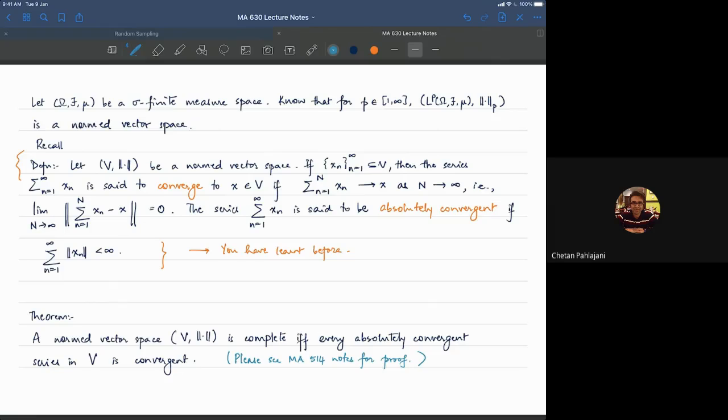However, we will use this, and we will use this to show that LP is complete. Now again, as you have already probably started to smell, the arguments are sometimes a little different depending on whether p is finite or infinite. So here also, once again, I will do the case when p is in [1, infinity), and the other one I will leave it to you to fill in.